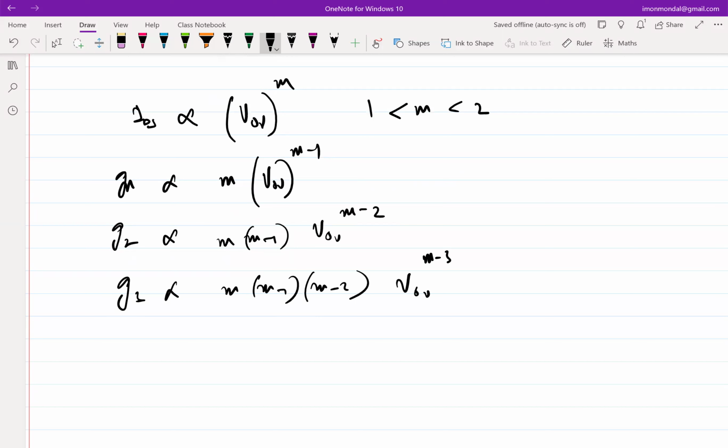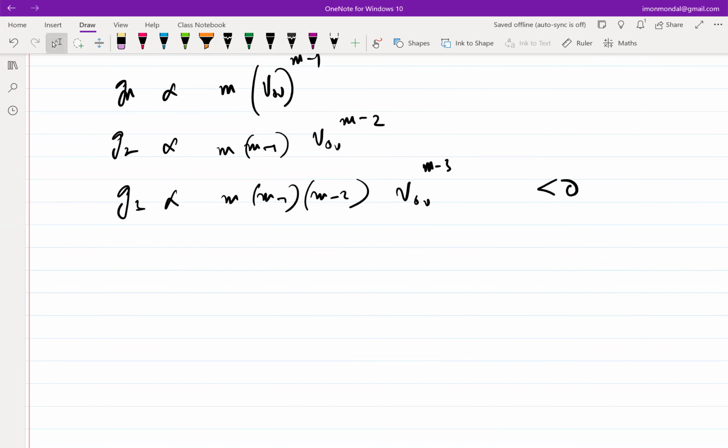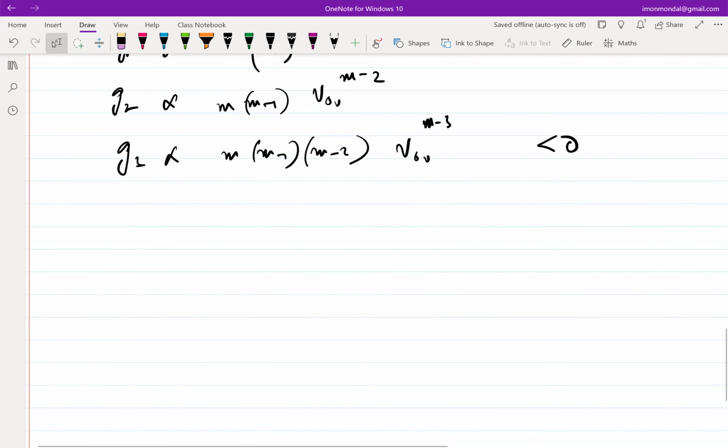Okay, so now can you comment on the sign of G3? Assuming M is between 1 and 2, it is negative, right? Fine. So G3 is negative, so this is less than 0. Correct? This is assuming the transistor is biased in saturation. Now, I assume you also know this if the transistor is biased in subthreshold, right?